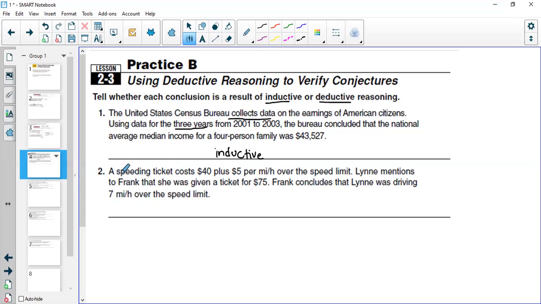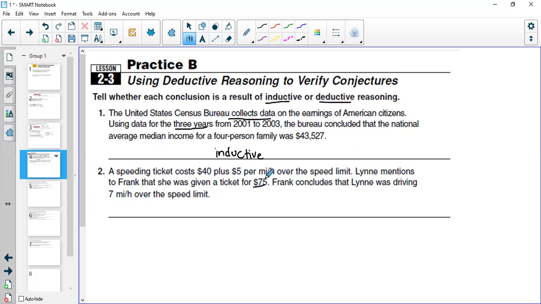Now, next one. A speeding ticket costs $40 plus $5 per mile per hour over the speed limit. So if you go over the speed, you will get a $40 ticket plus $5 for how many miles over you went. Lynn mentions to Frank that she was given a ticket for $75. Frank concludes that Lynn was driving 7 miles per hour over the speed limit.